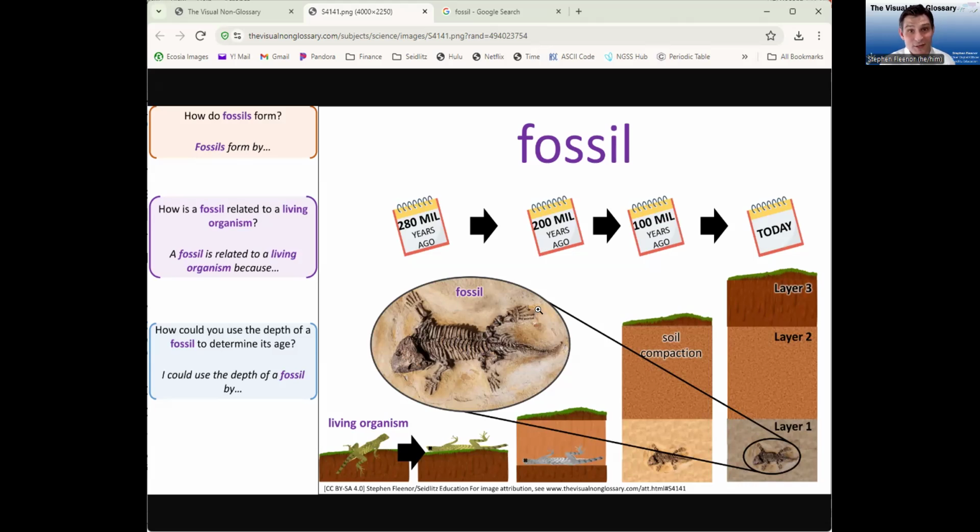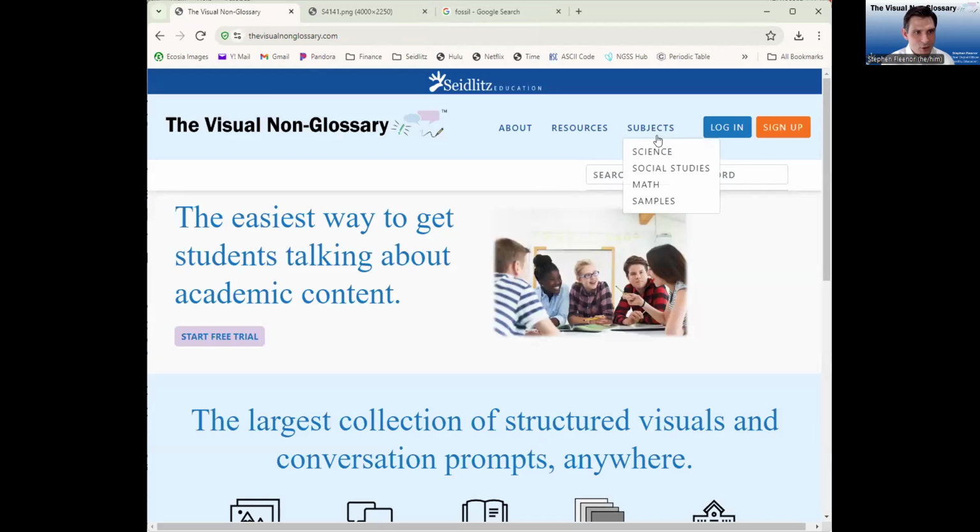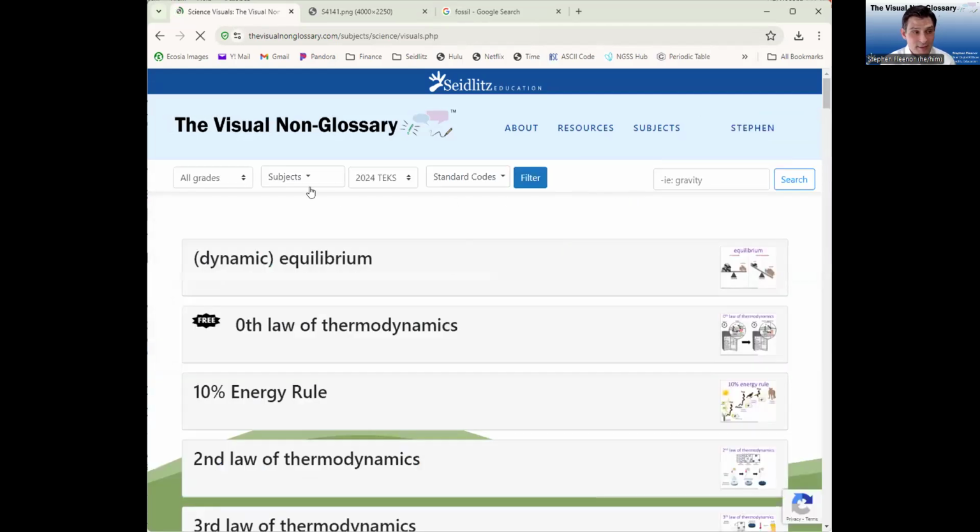But the Visual Non-Glossary does not just provide visuals. It actually provides a lesson plan for every single visual. Let me show you what that looks like. At the Visual Non-Glossary, if I go to science, for example, let's say I'm a science teacher. Let's say I'm, in fact, a 7th grade science teacher. So I can select 7th grade.